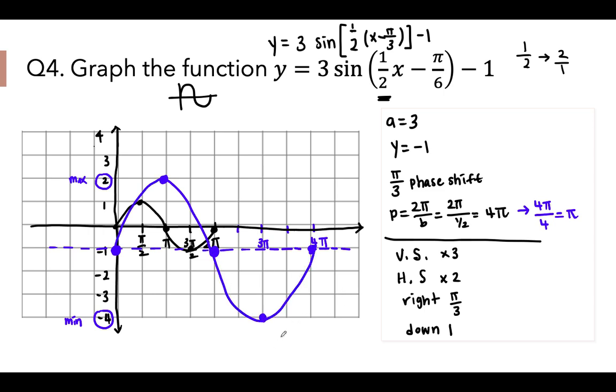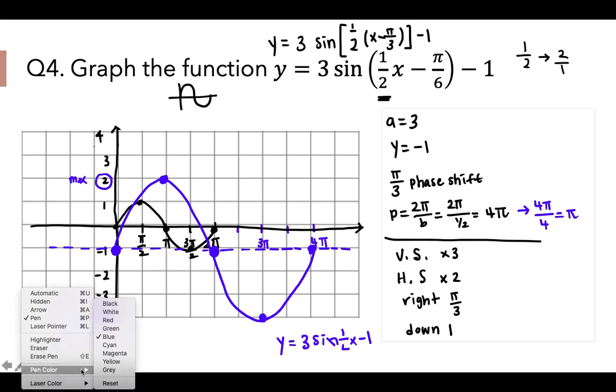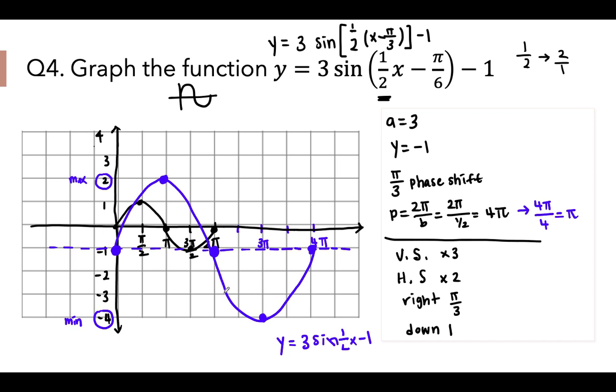So this graph is everything. So y is equal to 3 sine 1 over 2 x minus 1. This is everything except for phase shift. Now let's incorporate phase shift. So phase shift is always the third graph. In this case, we're moving pi over 3 shift to the right. So in this case, we are moving about, because each square in this case is pi over 2, and we're moving about 0.33. So about over here. So this is going to be my new point.